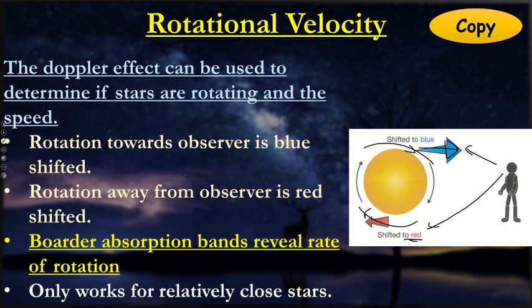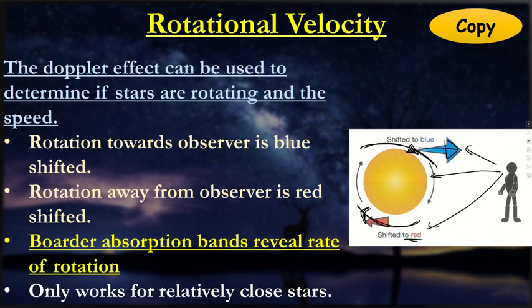If it's really red on one side, it means that side is rotating very fast away from us, and if it's really blue, it means it's rotating very, very fast towards us. If you look dead center, you shouldn't see a shift at all, because you can't really tell where it's moving in the center. The frame of reference is just not there. So it only really works if you're very close to it.